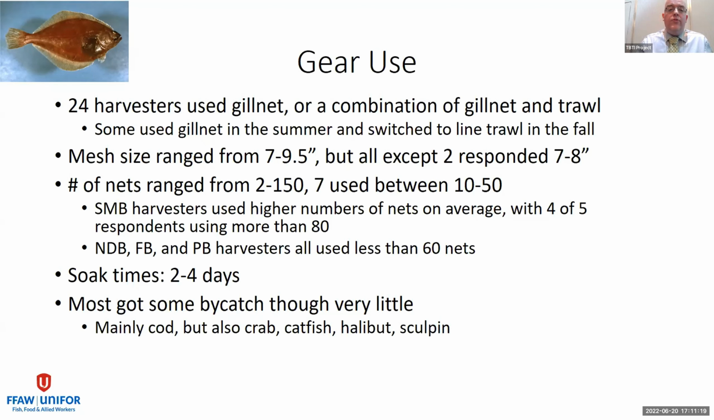In terms of gear, most use gillnet or a combination of gillnet and trawl. One interesting thing was that some use gillnet in the summer and then switched to line trawl in the fall. Mesh size generally was in the 7 to 9.5 inch range, around the 7-8 usually though. The number of nets were pretty varied. Soak times were pretty consistent, 2 to 4 days. And most got very little bycatch.